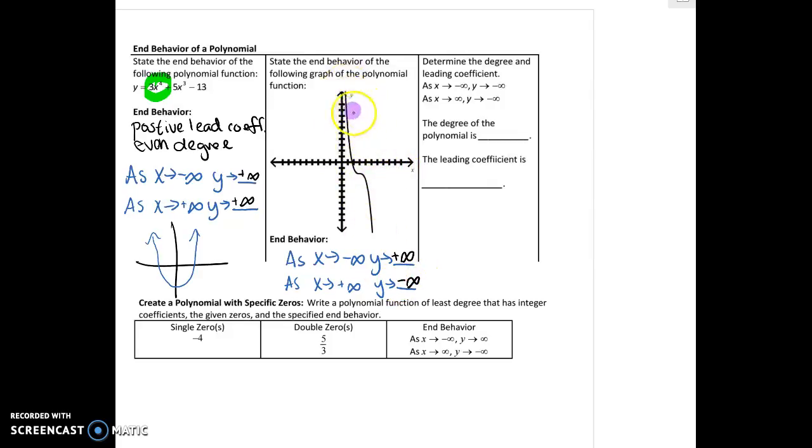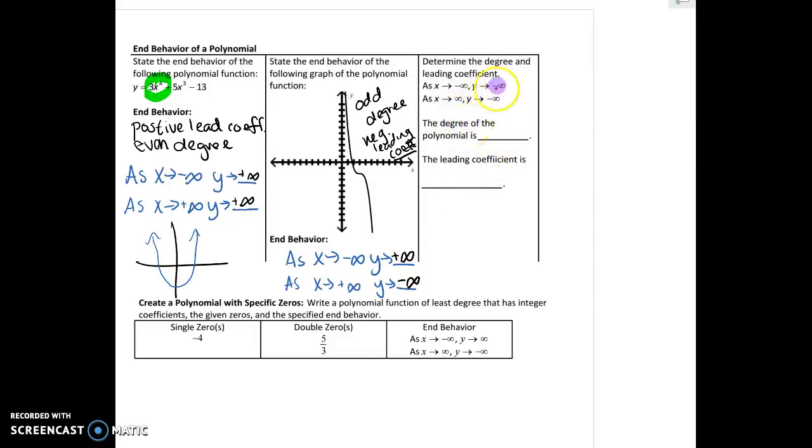I could go ahead and tell you this one would have an odd degree because in the end behavior statement the y's are going to different values. And this one would be a negative leading coefficient. That's something that I hope you guys start recognizing, that pattern. But we're going to go ahead and move on to this last one.